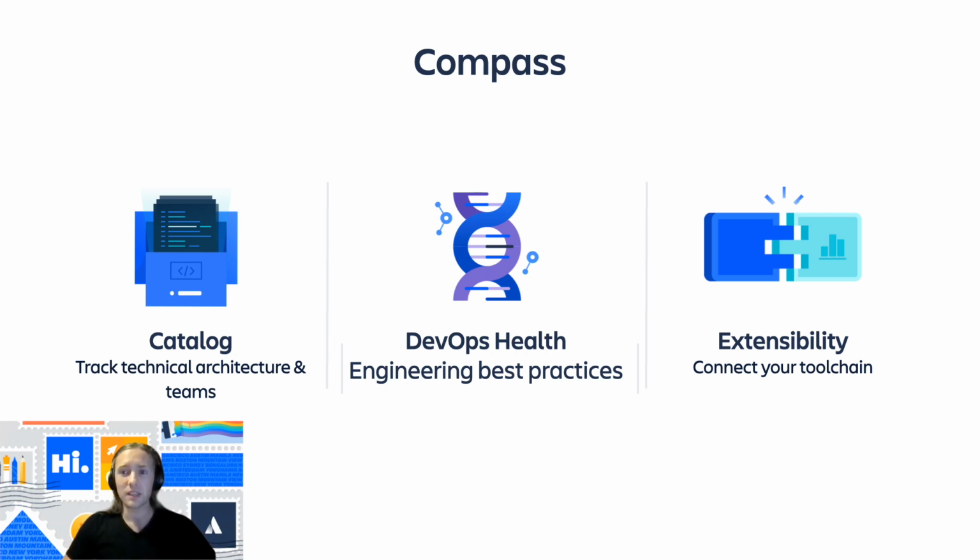The catalog really is to keep track of your technical architecture and all the teams that collaborate around it. These are things like the microservices that your teams create, the libraries, the APIs they maintain, that sort of stuff. The DevOps health is really allowing you to apply those engineering best practices at scale to keep your architecture reliable, performant, and secure.